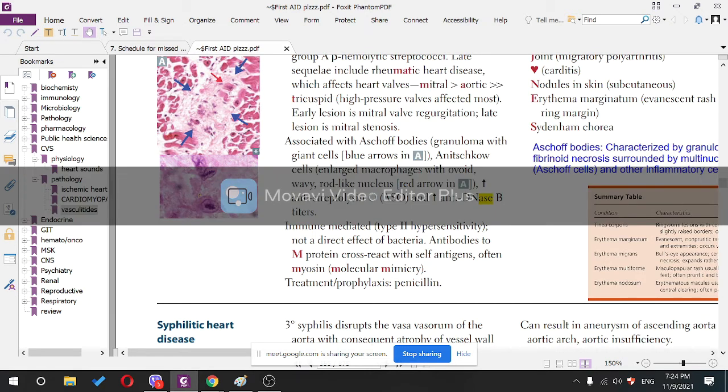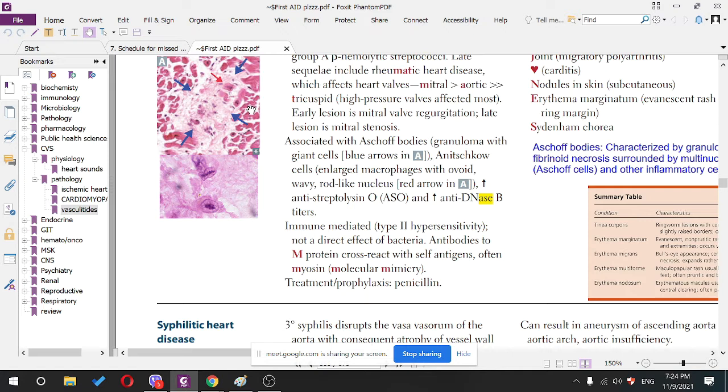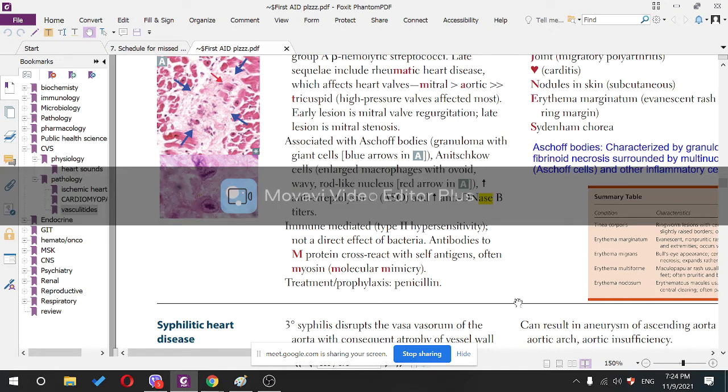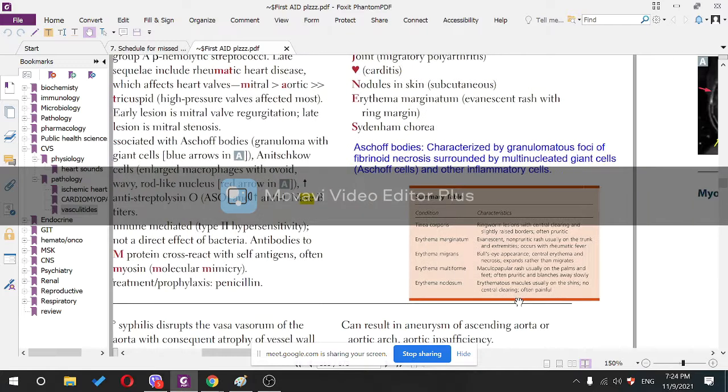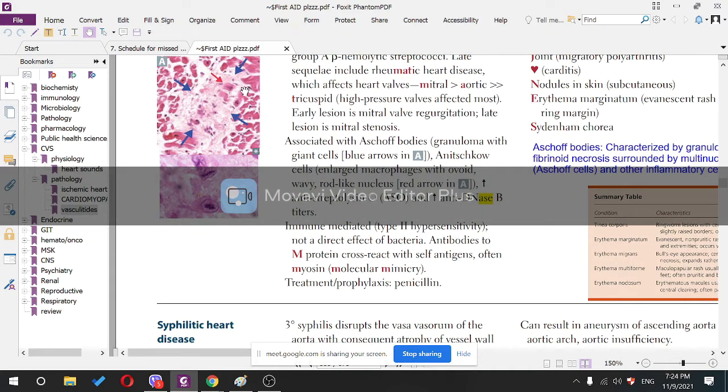It's an immune-mediated type 2 hypersensitivity reaction. It's not a direct effect of the bacteria. That's why we have a non-caseating granuloma. Antibodies to M protein cross-react with the self-antigen. So we have formation of antibody against the M protein. And that formation of antibody against the M protein leads to what? To all of the problems related to the heart.